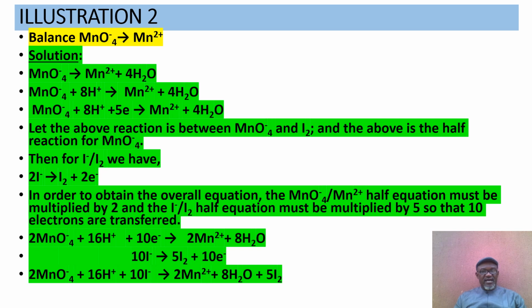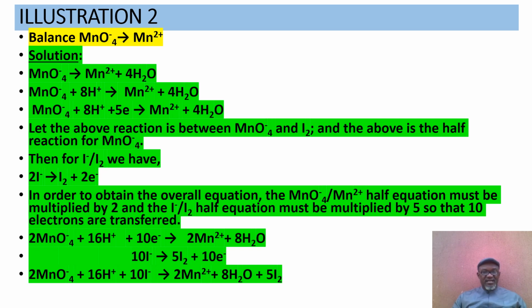Okay, let's look at an example. We're going to balance a redox reaction. We have MnO4 minus giving us Mn2 plus and 4H2O. If you look at that now, you see that the left-hand side and right-hand side are not equal. So first rule, we add hydrogen ion on the left.